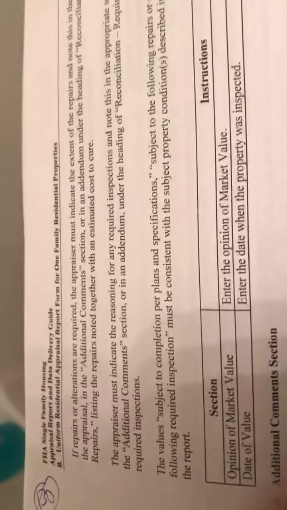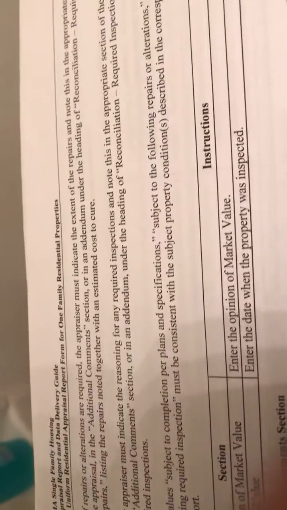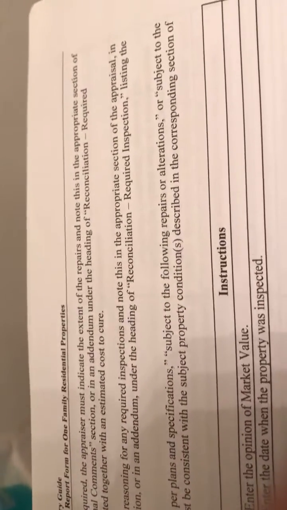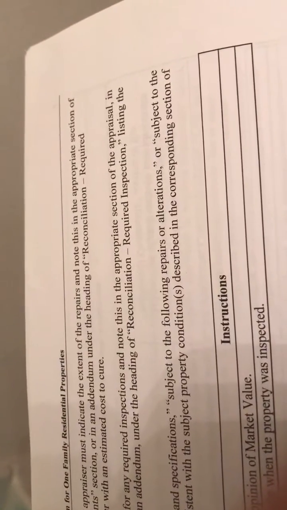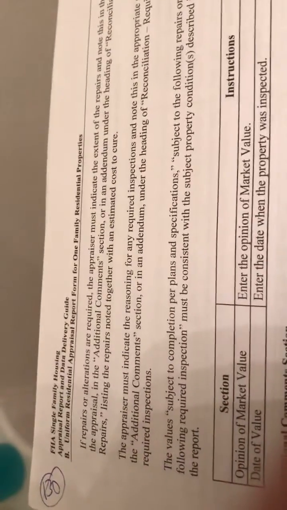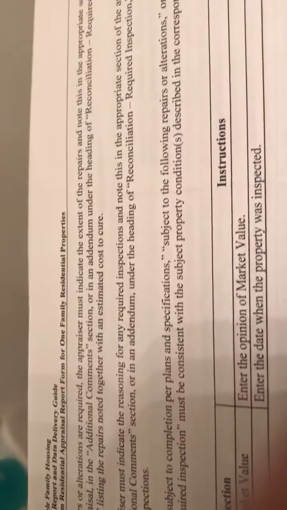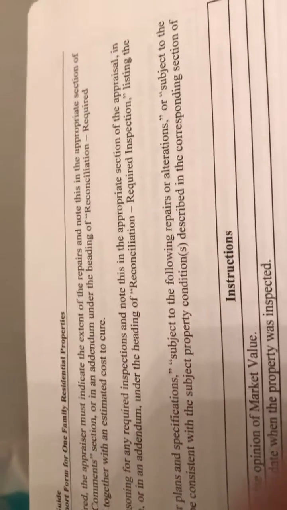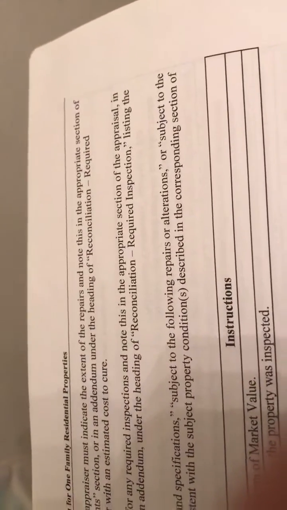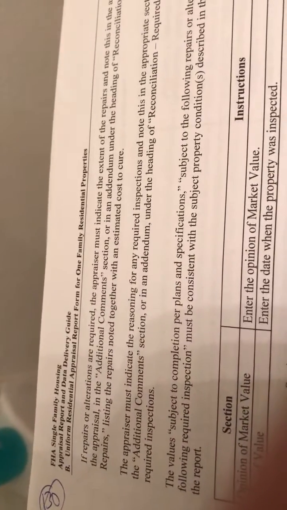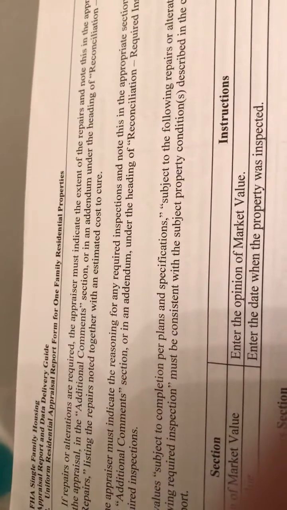FHA SFR Appraising Handbook 4000.1, page 130. If repairs or alterations are required, the appraiser must indicate the extent of the repairs and note this in the appropriate section of the appraisal, in the additional comment section, or in an addendum under the heading of reconciliation required repairs, listing the repairs noted together with an estimated cost to cure.